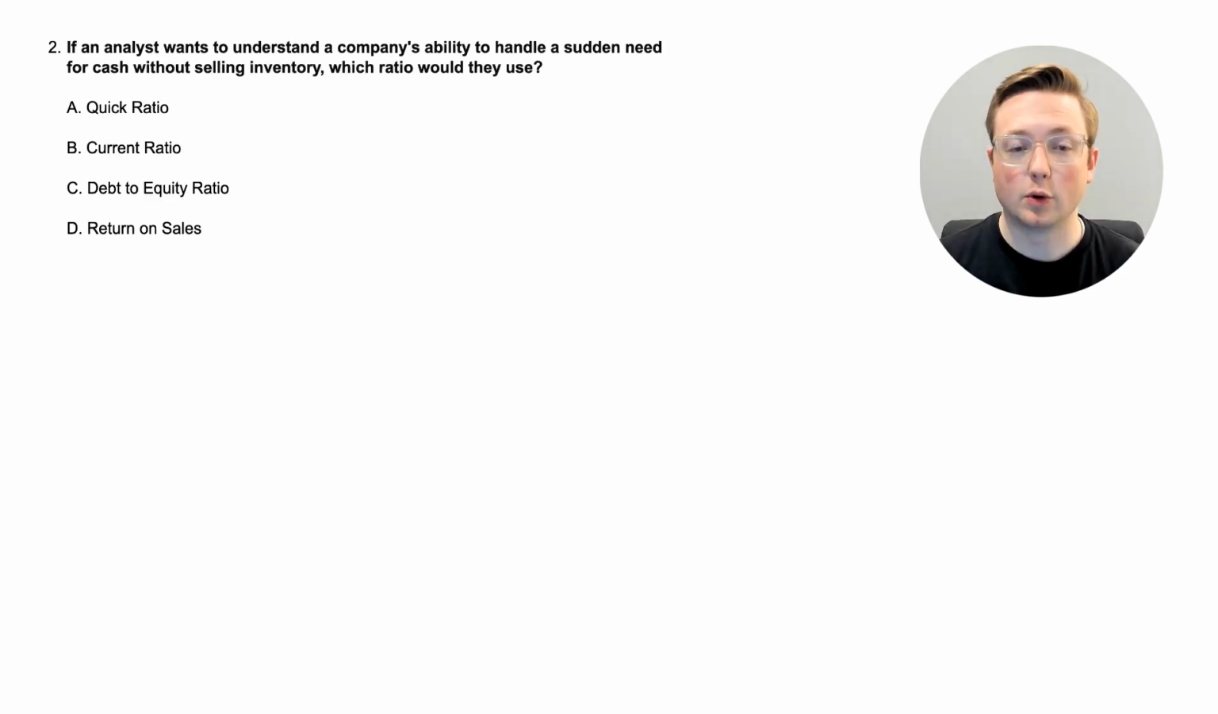All right, here we are at question 2. If an analyst wants to understand a company's ability to handle a sudden need for cash without selling inventory, which ratio would they use? Now again, this might be calling on some of your college knowledge or even your normal work knowledge. Which one of these would they want to focus on if they don't want to focus on selling inventory? If you don't know, that's okay.